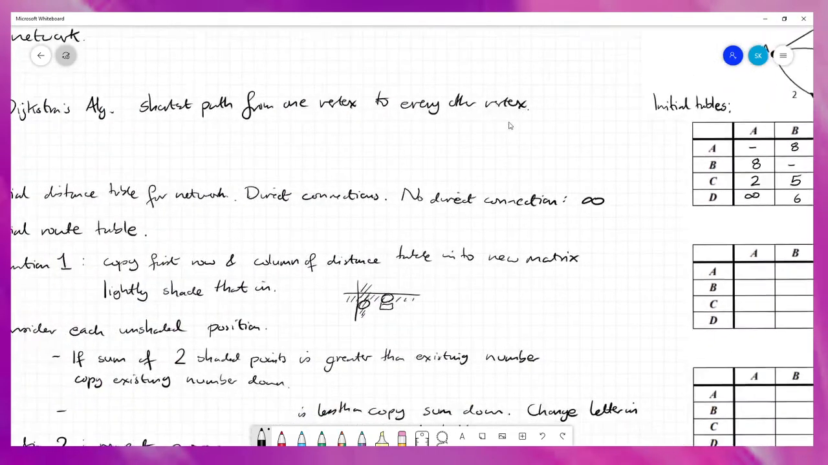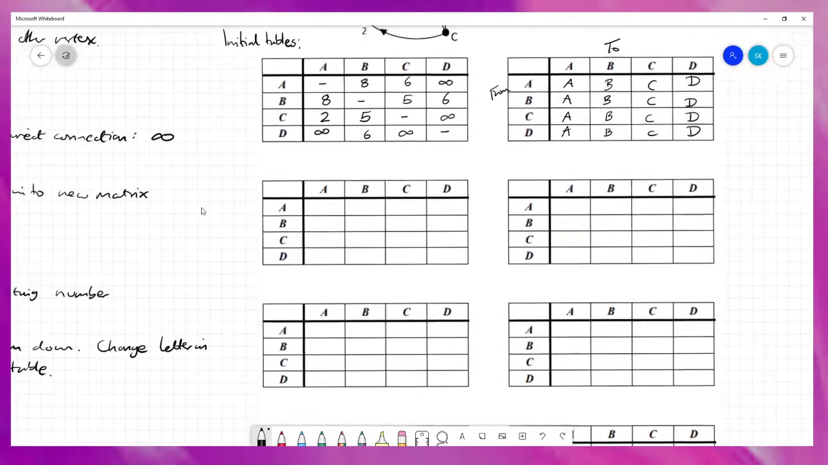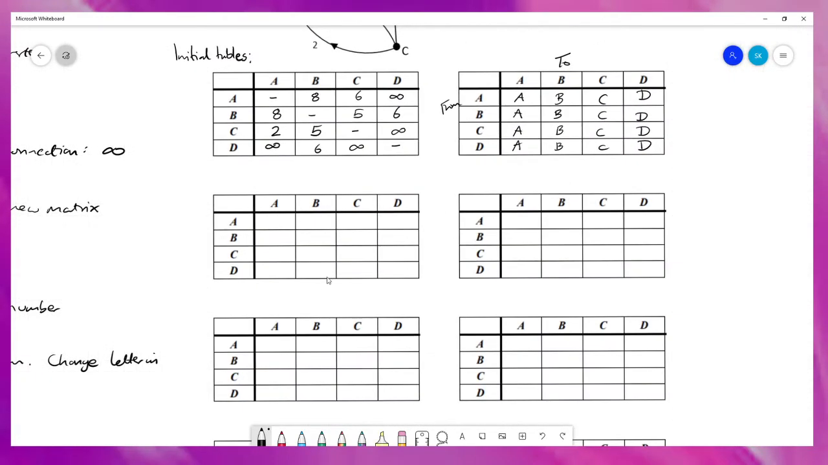So what we're going to do now is iteration 1. The first thing is we copy the first row and column from this distance table into our matrix. Again, I like to label first iteration, and the letter I'm considering is A. You don't need to do this, but again, I feel it helps me keep track. So we copy the A row and column. We don't copy here. We'll come back to this later.